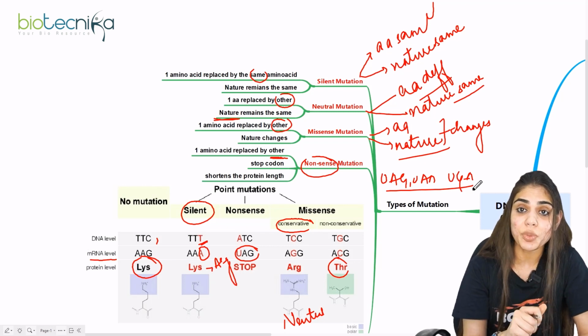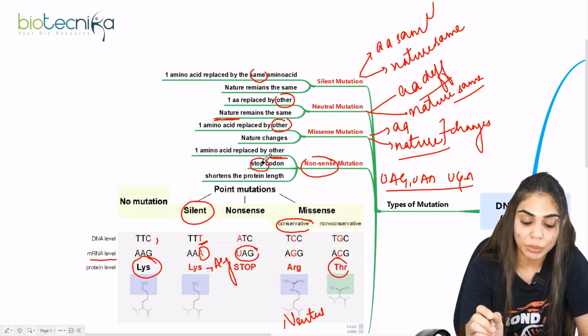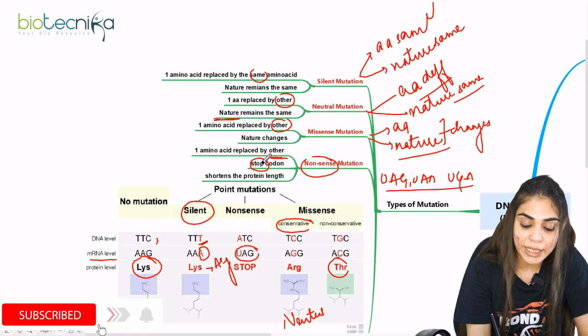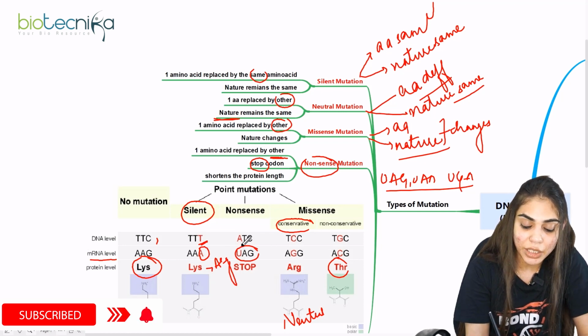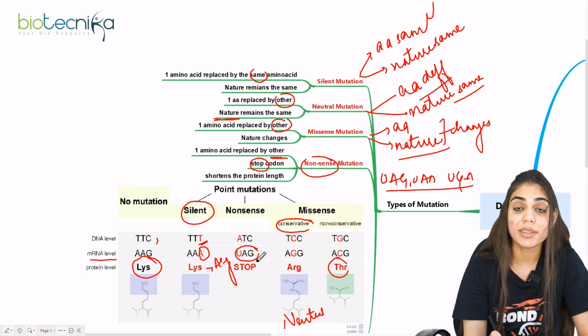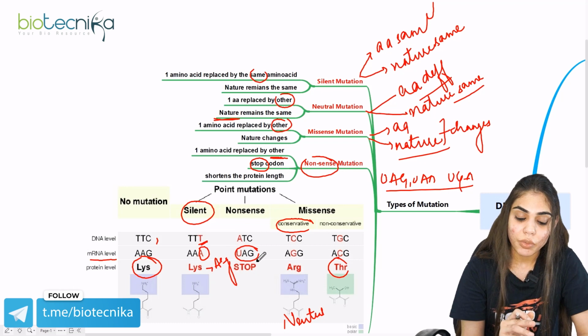That is why nonsense mutation is always related to protein length shortening, because it incorporates a stop codon in between. As you can see here, in the DNA sequence this A is replaced by U. So UAG is a type of stop codon, and the protein synthesis will be blocked right there itself.